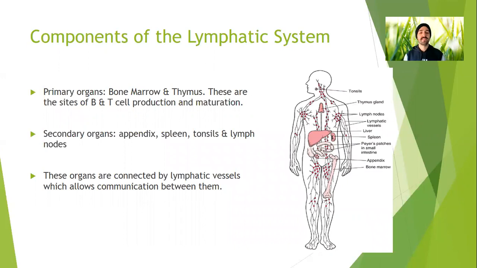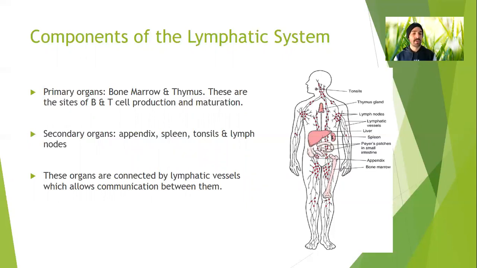So the components: there are the primary organs. These are the ones where most of the B and T cells are produced and matured. That's our bone marrow and our thymus. Both B and T cells are made in the bone marrow, but the reason they're called B cells is because they mature in the bone marrow, and T cells are called T cells because they mature in the thymus.